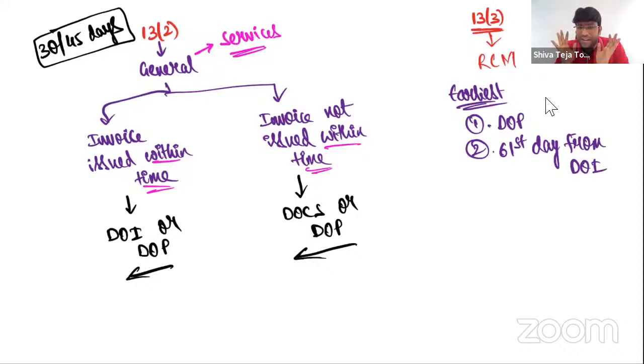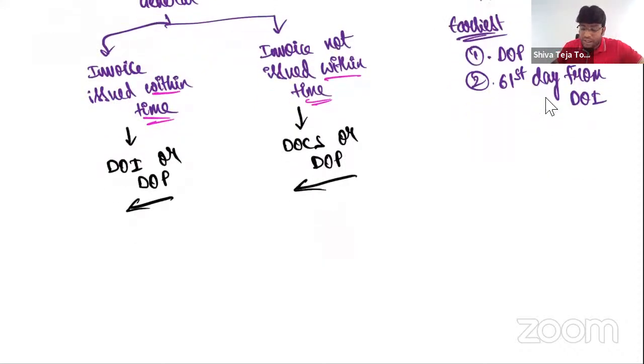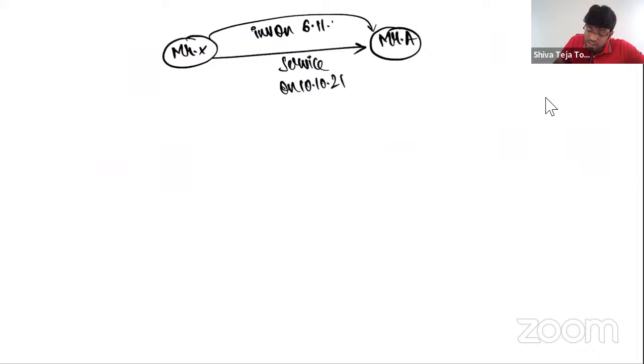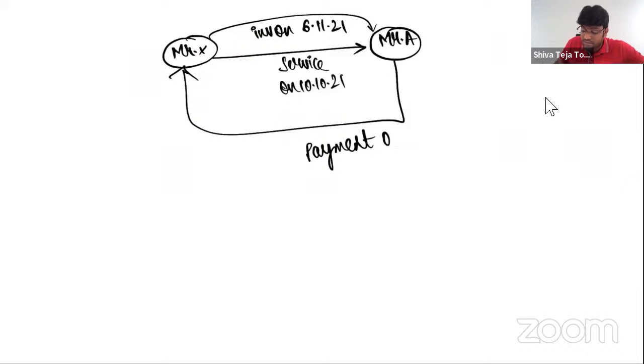Clear? Everybody? I'll ask you one small question. Think properly and tell. Mr. X gave some service on 10/10/21 to Mr. A. The invoice is given on 6/11/21 and A made payment on 1/2/22. Tell me guys, what will be the time of supply? Yes, come on.